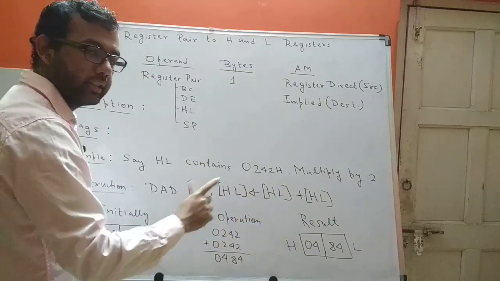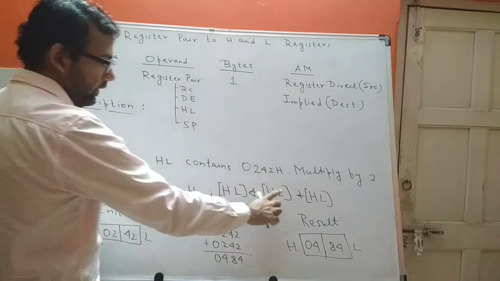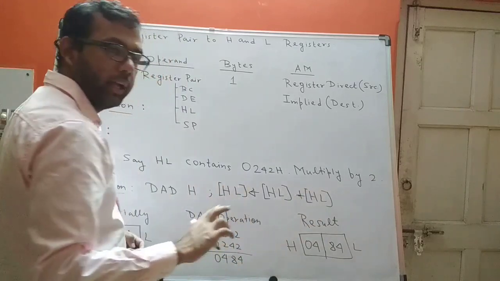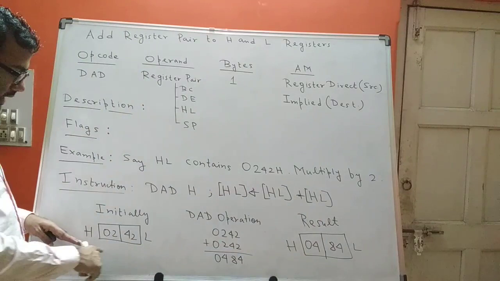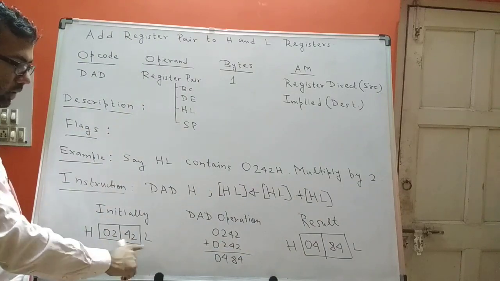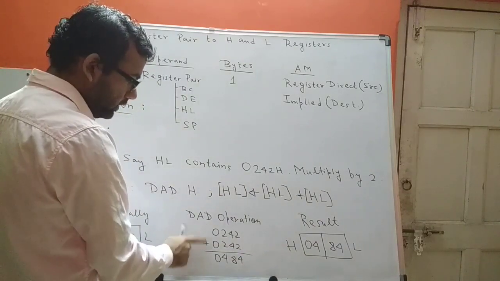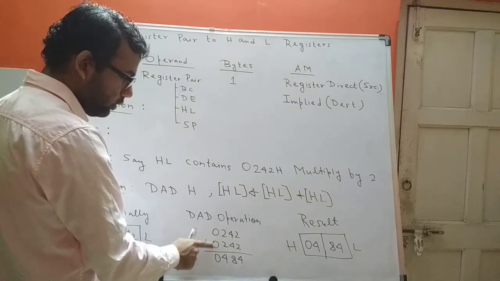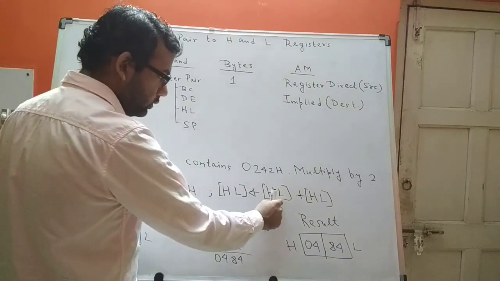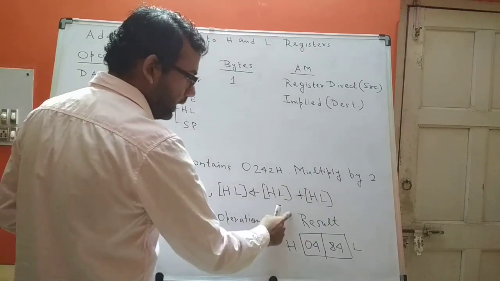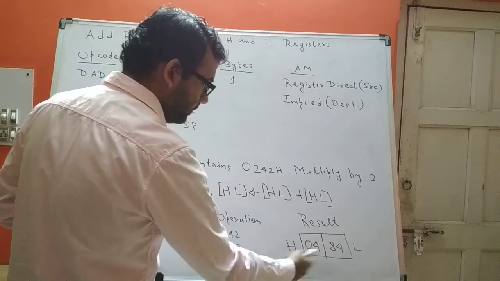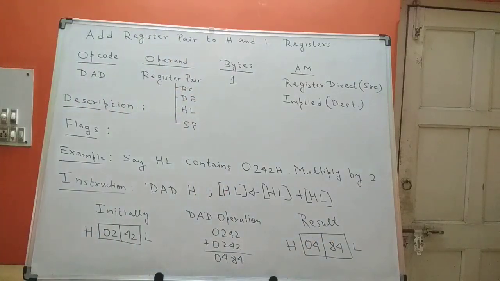And where am I storing the result? I'm storing the result in HL itself. If I add a number with itself, what will I get? I'll get double the value. Initially the value of the HL register pair is 0242. If I add 0242 with itself, I'll get 0484. And what is the result? The result is in this form. I hope you have understood this. Now I'll take up the next instruction, DAA. Let's see.